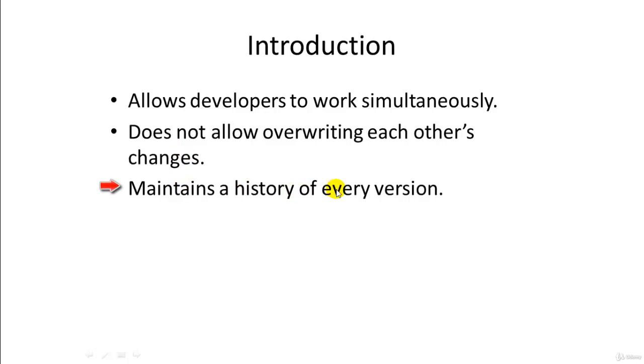Next, it maintains a history of every version. As I mentioned, it has a special database which keeps track of all the modifications of the code in special versions. For example, if X, Y, Z are the three developers and they have their code committed at say 2:30 p.m., all these versions will be maintained, like X version 1 at 2:30 p.m., whatever changes are made, in which set of lines, and what files are modified. So this history is maintained in the special database.